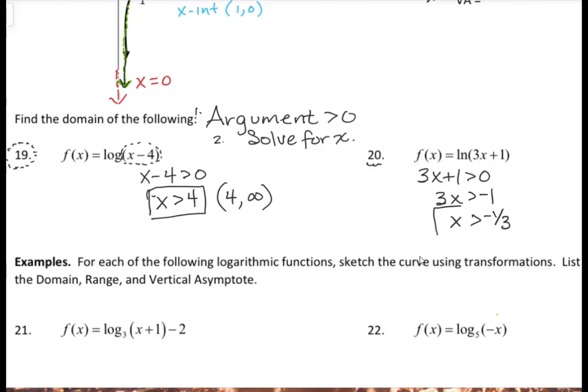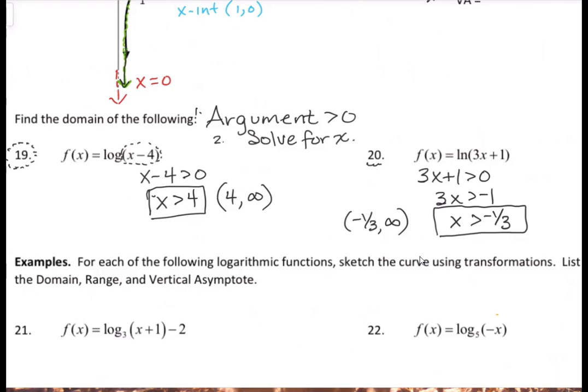So there's my domain in inequality form. And in interval notation, my domain would be negative 1/3 to infinity. So I can choose any x as long as it is strictly greater than negative 1/3.